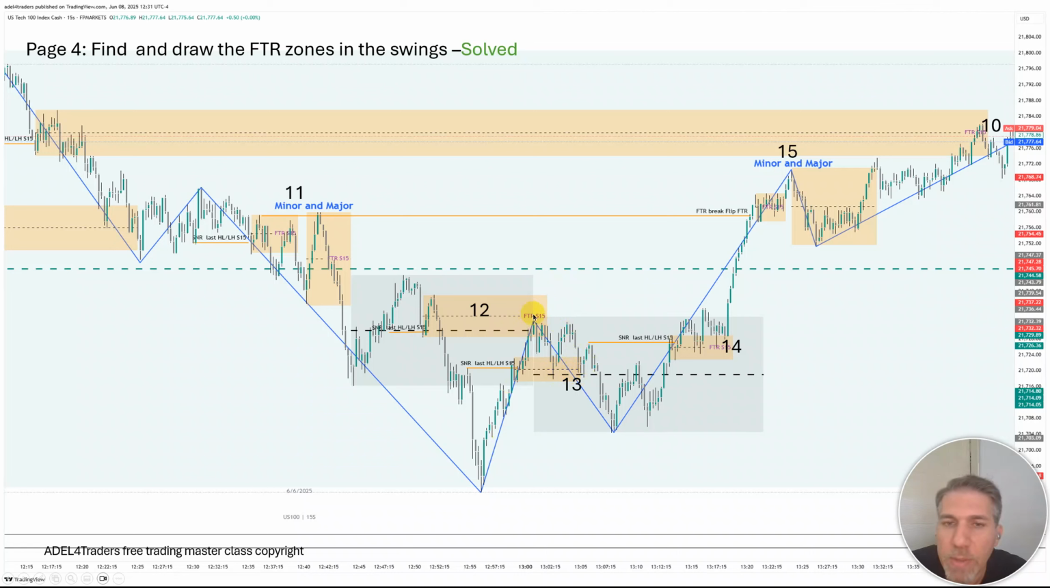Now, then after this one, we have this movement. Okay, we have this zone, a valid pullback zone on M1. It is formed now. So to plot that, you need this one and that one. And here it is about to form. It is not formed yet.